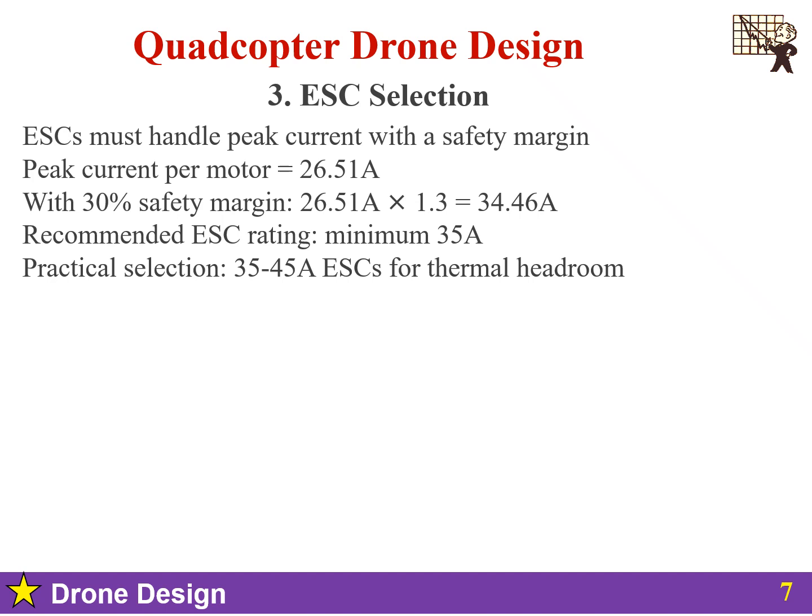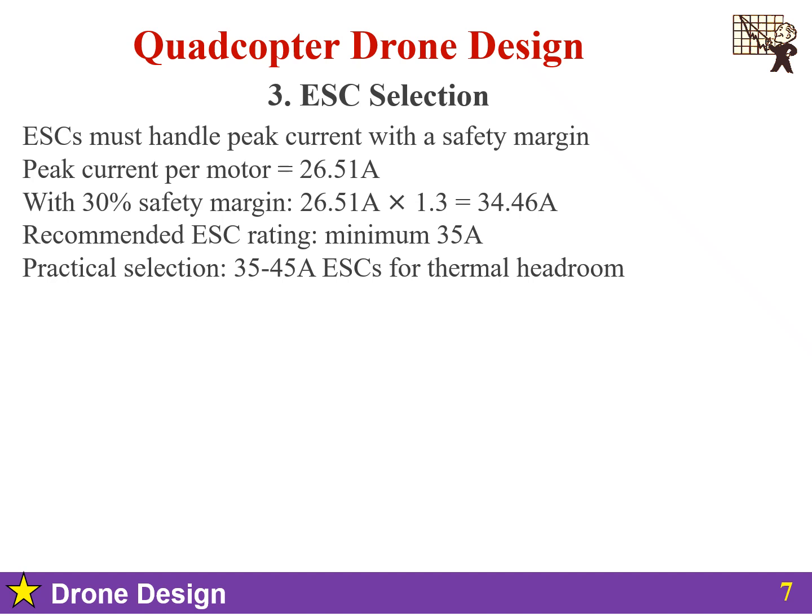Our peak current per motor is 26.51 amperes with a 30% safety margin. Required ESC rating is equal to 26.51 amperes times 1.3, that is equal to 34.46 amperes minimum. I recommend 35 to 45 ampere ESCs, and here's why. This seemingly excessive margin is actually engineering prudence.